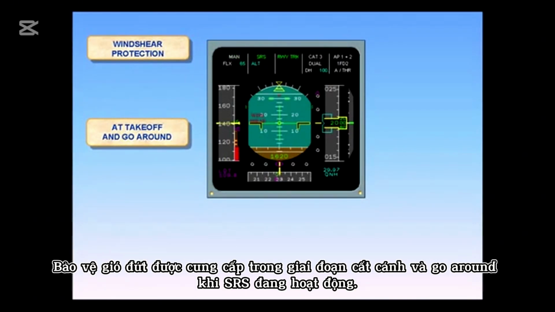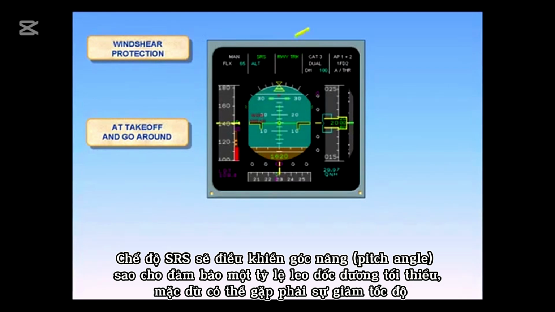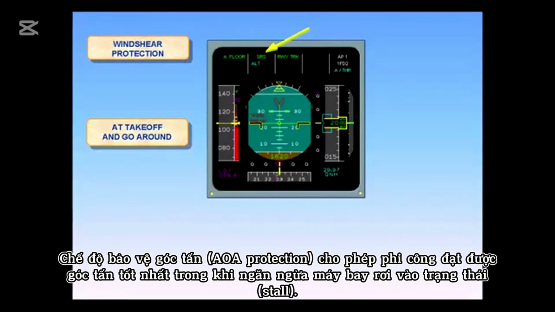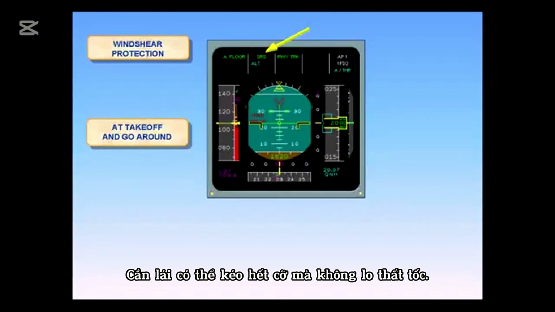Wind shear protection is provided during takeoff and go-around when SRS is active. SRS will command a pitch angle which ensures a minimum positive rate of climb despite a potential speed loss. However, if the angle of attack becomes too high and reaches angle of attack protection, the autopilot, if engaged, trips off. AOA protection allows the pilot to achieve the best angle of attack while preventing the aircraft from stalling. The stick can be pulled all the way back without fear of stalling.